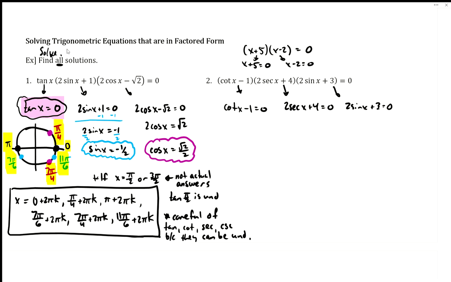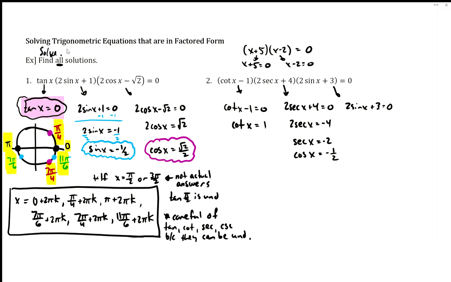All right, so first I like to just get all of the trig functions by themselves. So this first one, all we have to do is add 1. The second one, we should subtract 4. So 2 secant of x equals -4. And then we should divide by 2. So secant of x is -2. And then, well, I don't like secant, so I'm going to change it to cosine and then flip the -2 to be -1/2. There we are.